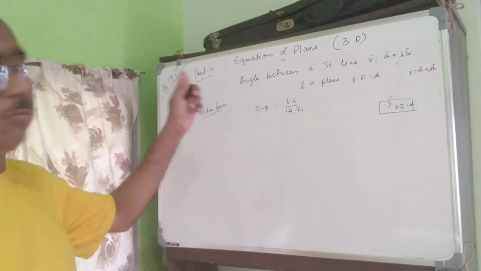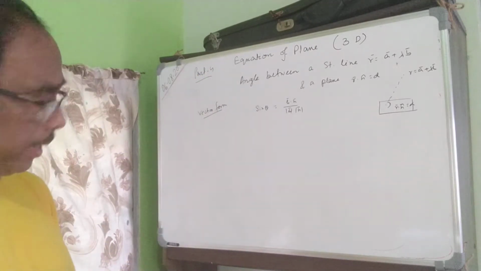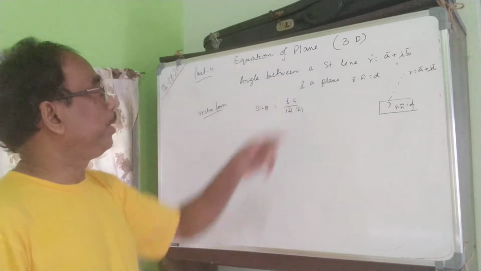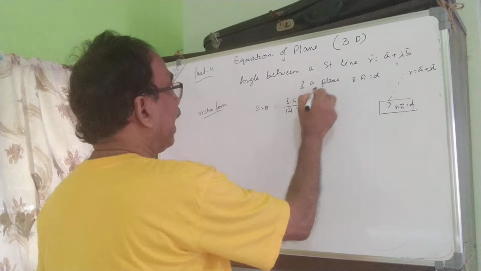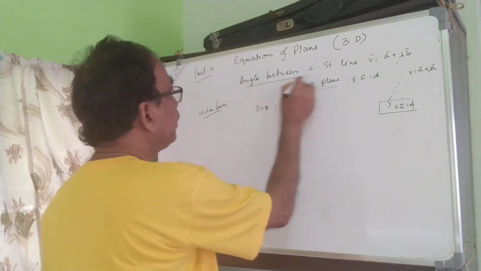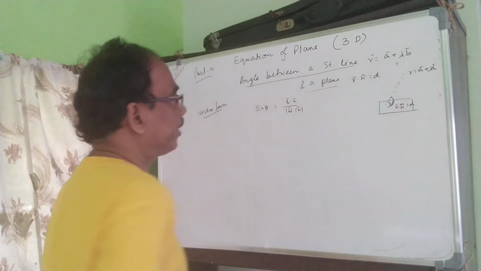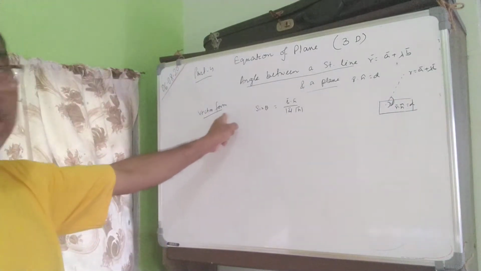In the fourth part, the last part of the equation of a plane in 3D, I am going to start the angle between a straight line and a plane. This is a straight line and a plane. You have to find the angle between a straight line and a plane when it is in vector form.